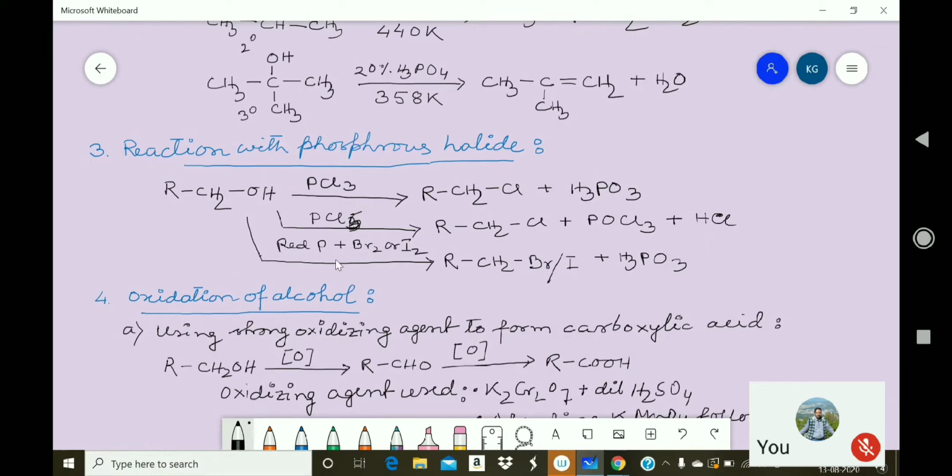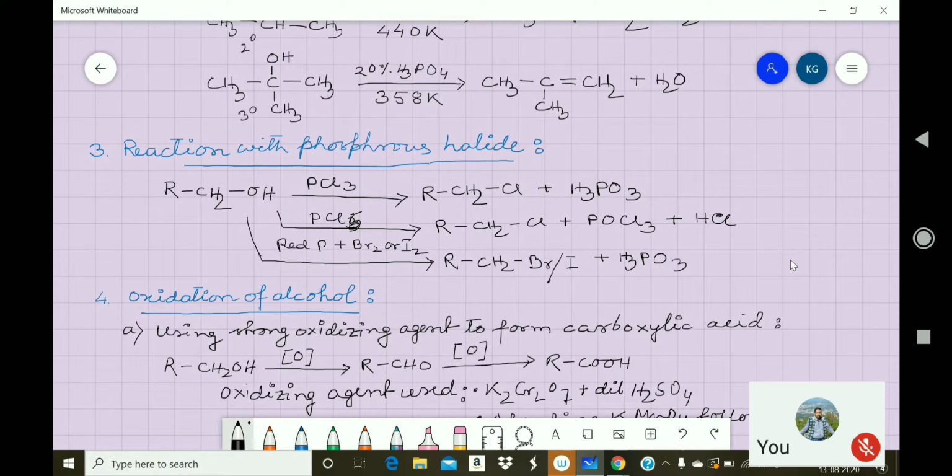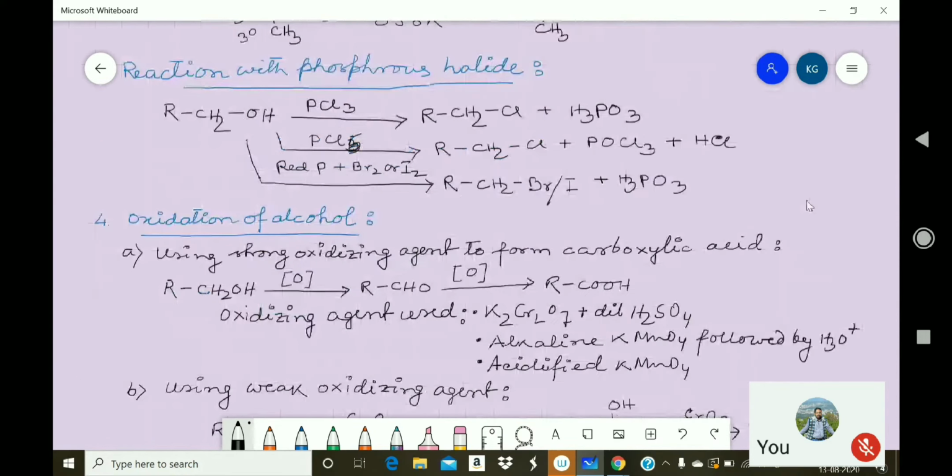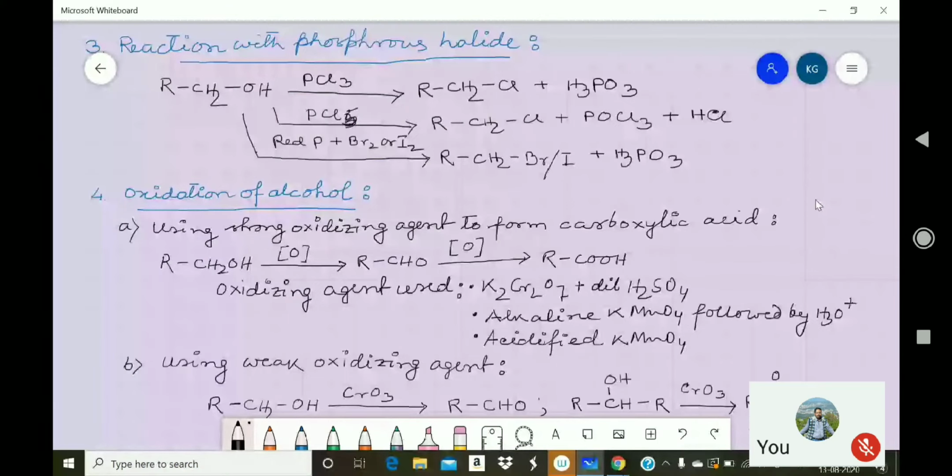If another halide is required to replace the OH group from alcohol, we can use red phosphorus with bromine as well as iodine, giving rise to this halogen substituted product. So alcohol can give this kind of product also. Here we can follow that the breaking of the carbon oxygen bond is also taking place.